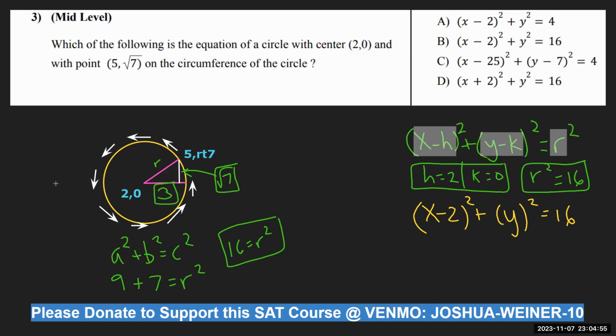And looking, is there a match? Is it A, B, C, or D? All right, it can't be C because there's a 25 in the parentheses and a 7. It has to be y squared, but it has to be x minus 2, so it's A or B. There it is, B. The 16 needs to be on the right side. (x minus 2) squared is correct. The second element is just y squared, and the r squared is 16. Done. B was correct for question 3.